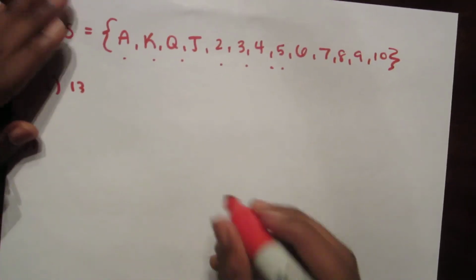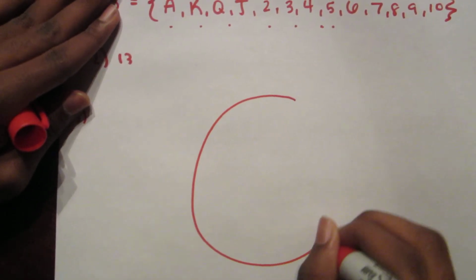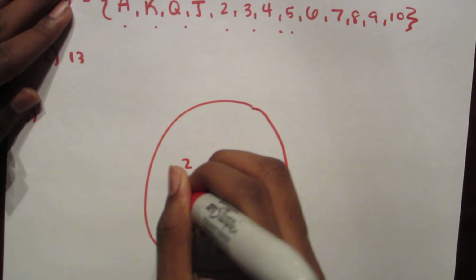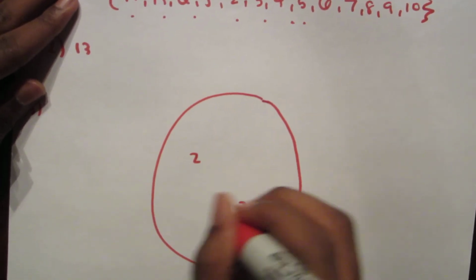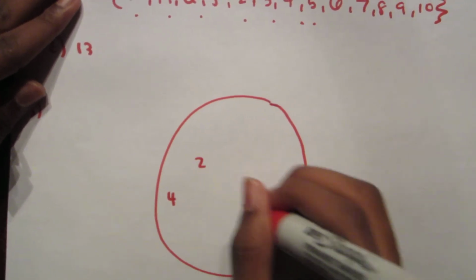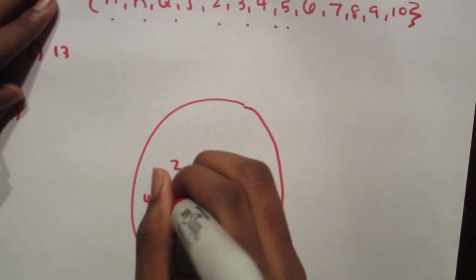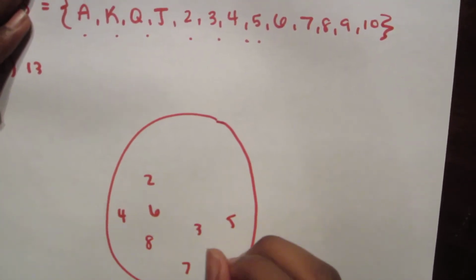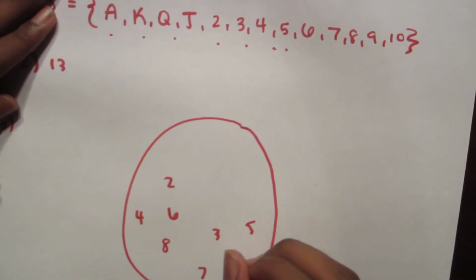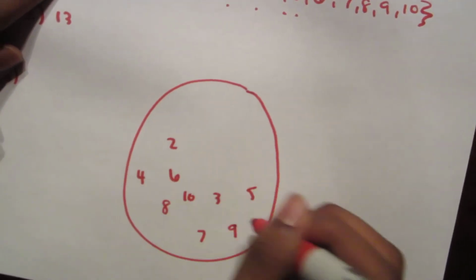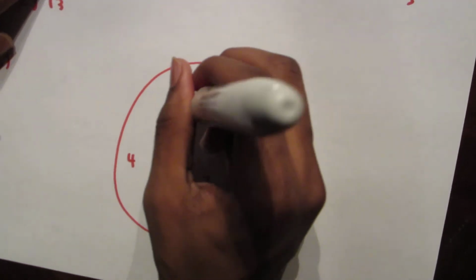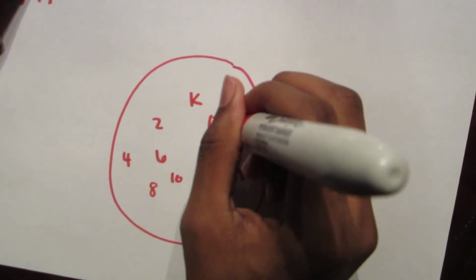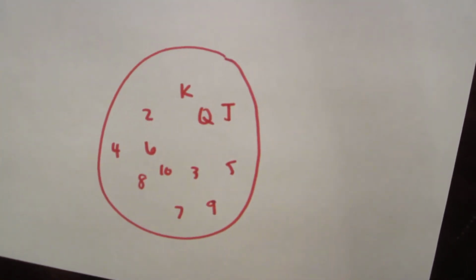So let's start off with the sample space, and put all the numbers together. 2, 3, 4, 5, 6, 7, 8, 9, 10. And then king, queen, jack, right? Oh, an ace.